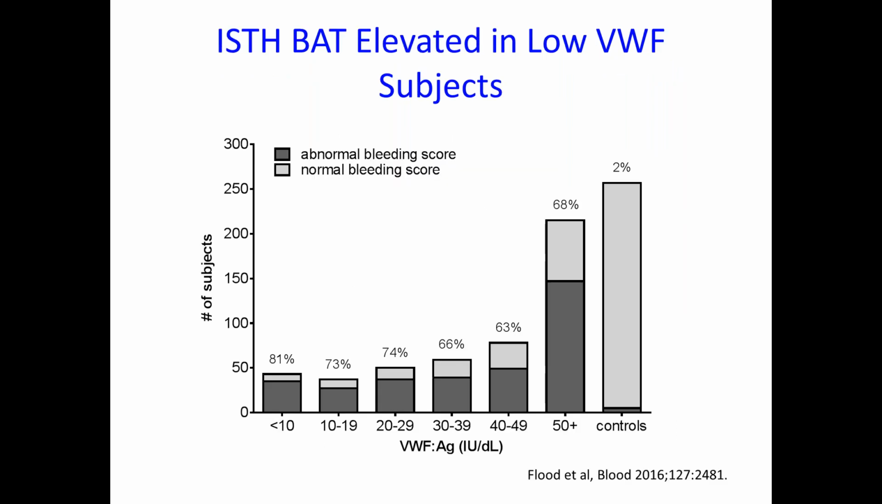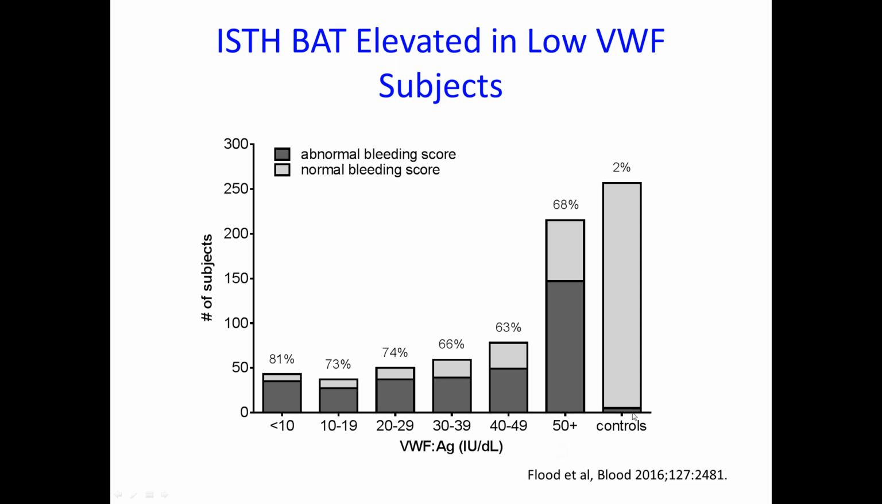Okay, so the data I want to look at primarily centers around this low VWF cohort. This is our von Willebrand disease patients with a diagnosis of type 1 or low VWF, sorted by their von Willebrand factor antigen and compared to that control population that I mentioned earlier. So this first graph shows the data for subjects with an abnormal bleeding score in dark gray and a normal bleeding score in light gray for antigens less than 10, 10 to 19, 20 to 29, 30 to 39, 40 to 49, more than 50, since some of the subjects did have antigens higher than that typical cutoff, and then for the healthy controls.